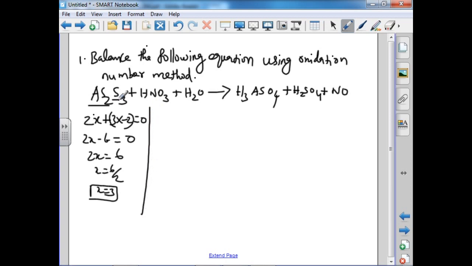Then sulfur. Then nitrogen. The oxidation number of hydrogen is +1, plus x as the nitrogen, oxygen is 3 into -2. That is a neutral molecule, so equal to 0. 1 plus x minus 6 equal to 0, x minus 5 equal to 0, x equal to +5. So the oxidation number of N in HNO3 is +5.